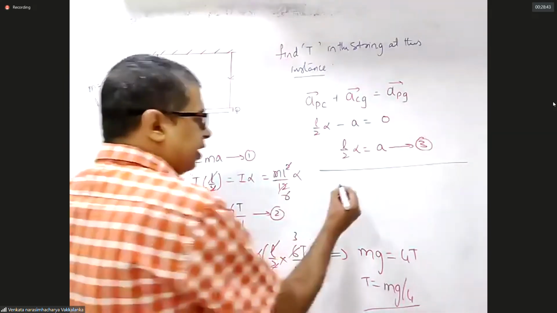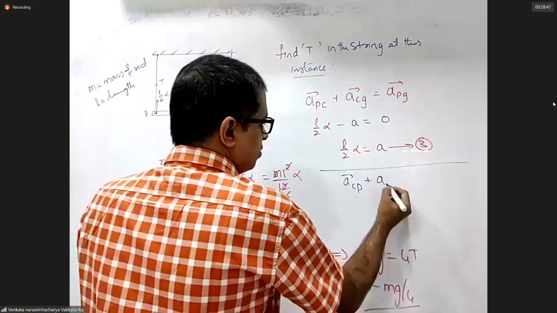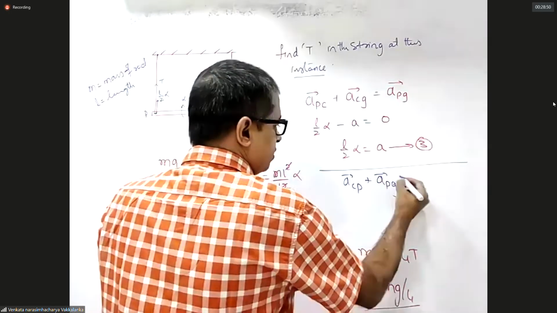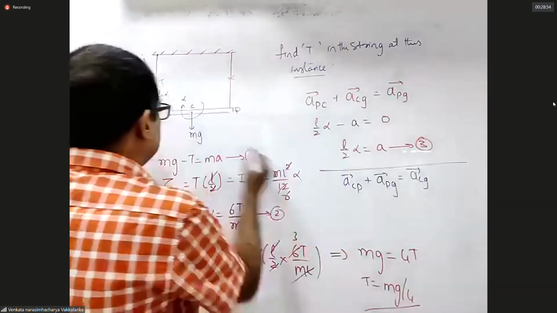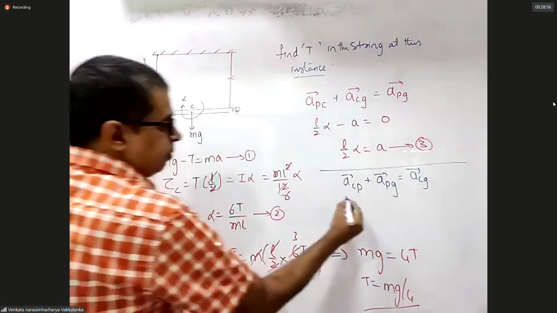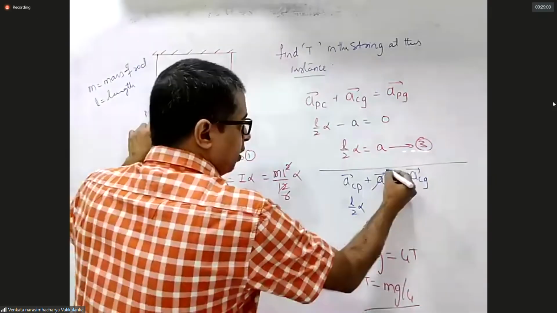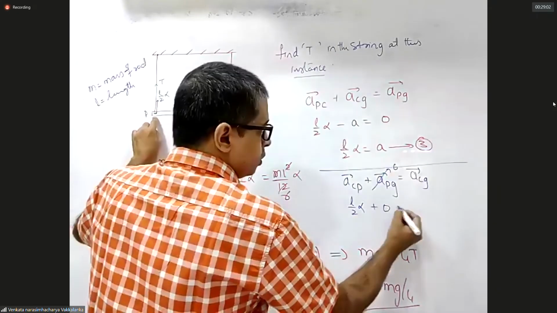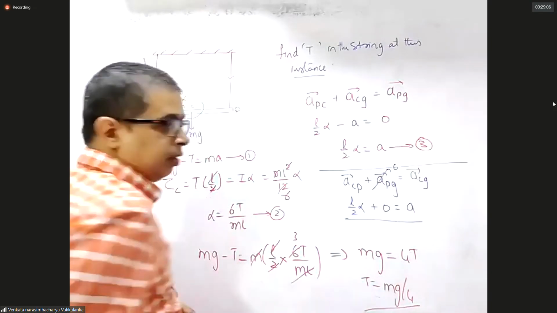Acceleration of C with respect to point P plus acceleration of point P with respect to ground is acceleration of C with respect to ground. Acceleration of C with respect to point P is L by 2 alpha downwards. Acceleration of point P is 0. Should be equal to A. Yes, sir.